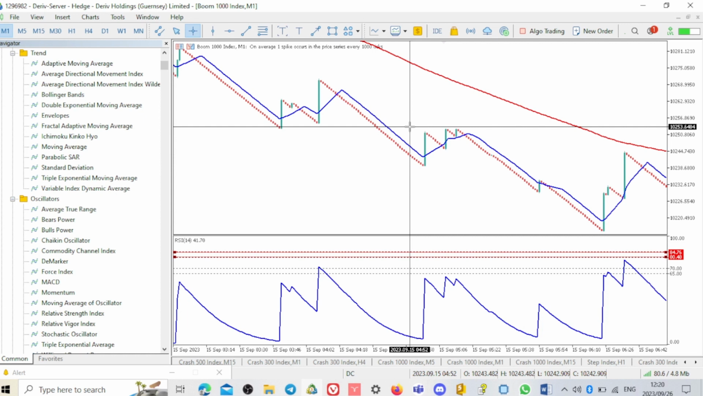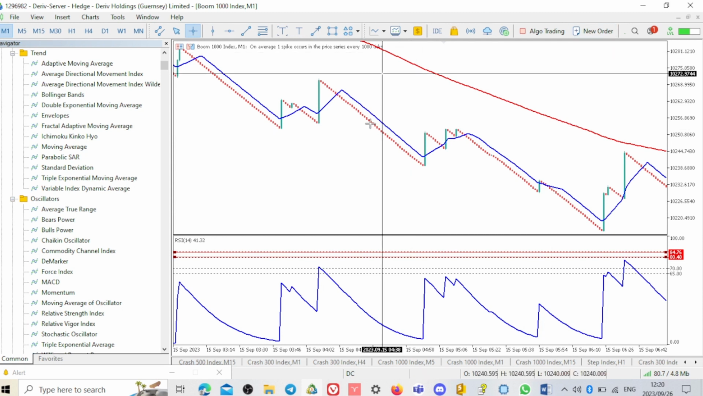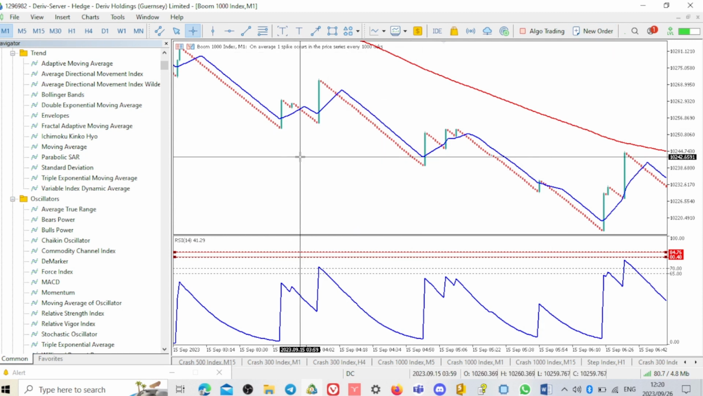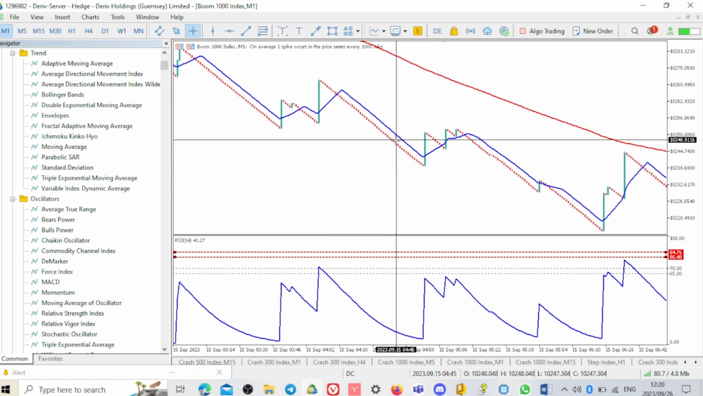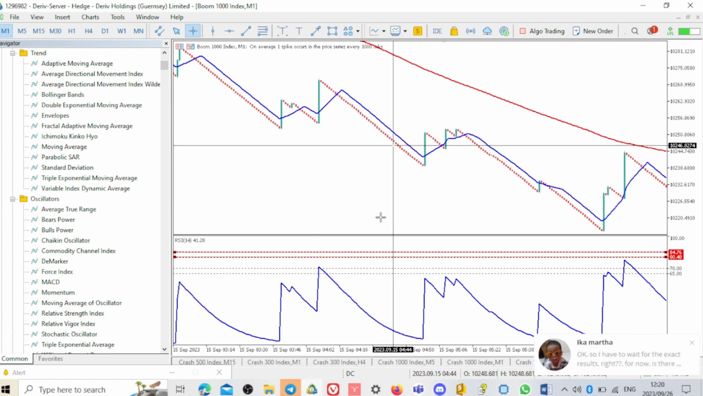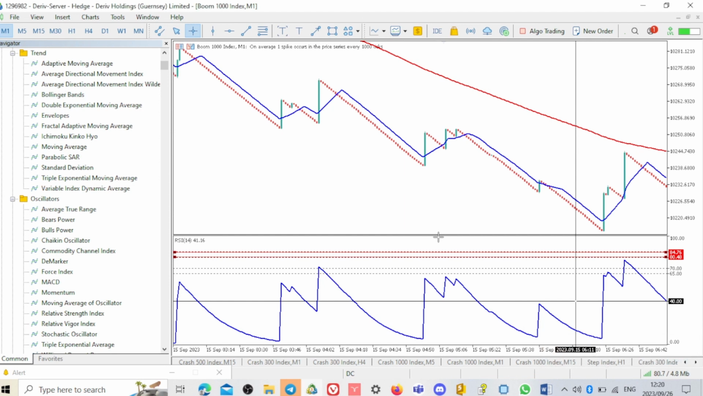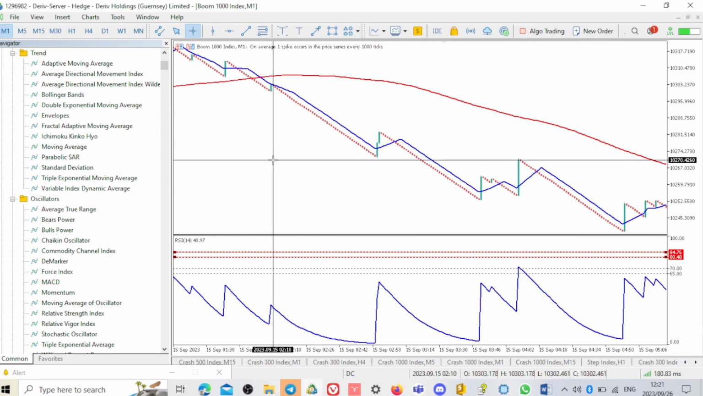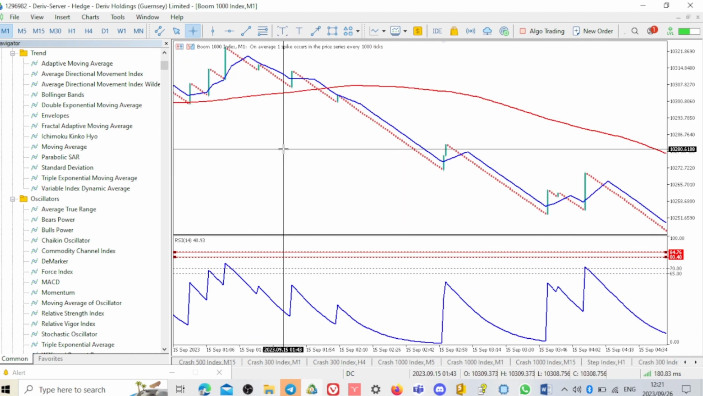So I've created an EA. I'm still in the process of testing it, but the results are very pleasing. I think for the month of September, this strategy didn't incur any loss in Boom 1000. So it was 100%. I think I shared with people the results of that EA. It was 100%. So that's how sure I am that this strategy will work.